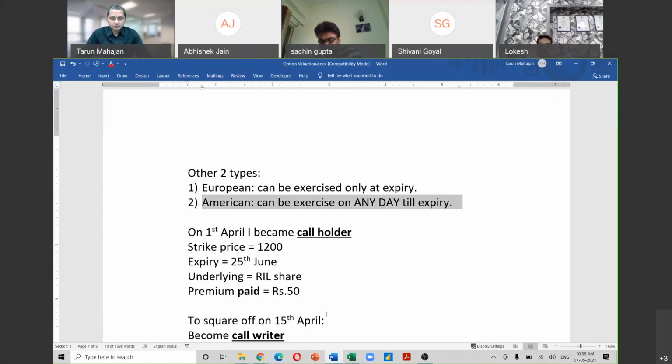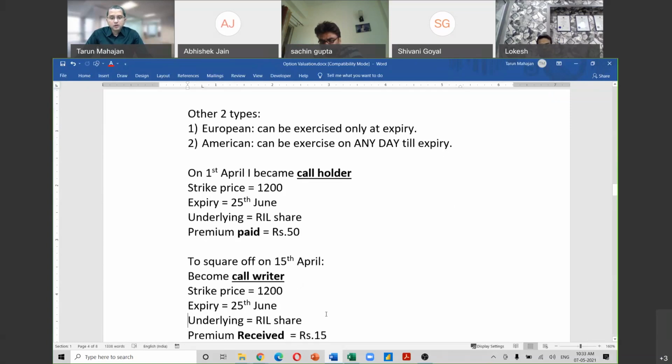Right? So this is the example. On 1st April, I become the call holder. Strike price is 1200. Suppose expiry date is 25th June. Suppose underlying is RIL. Suppose premium paid is 50 rupees. Okay? तो एक तो होता है एक्सरसाइज और एक होता है स्क्वायर ऑफ. एक्सरसाइज मैं आप ही के साथ करता हूं क्योंकि कॉन्ट्रैक्ट आपके साथ किया था.